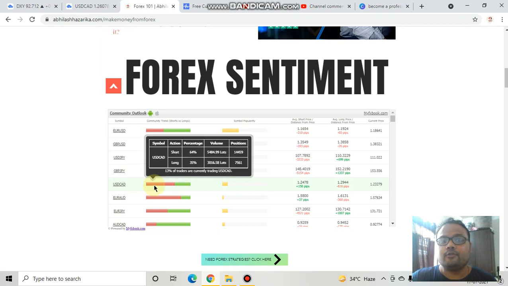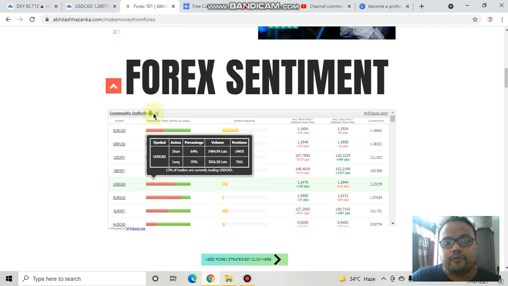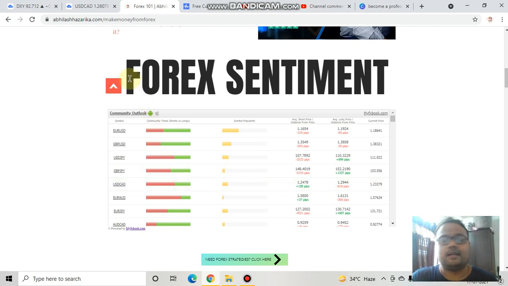That means do not follow the retail traders, or do not trade like the other traders, because this is a known fact to everyone that 90% of retail traders lose money, and you can see that the forex sentiment meter is also telling us the same story.